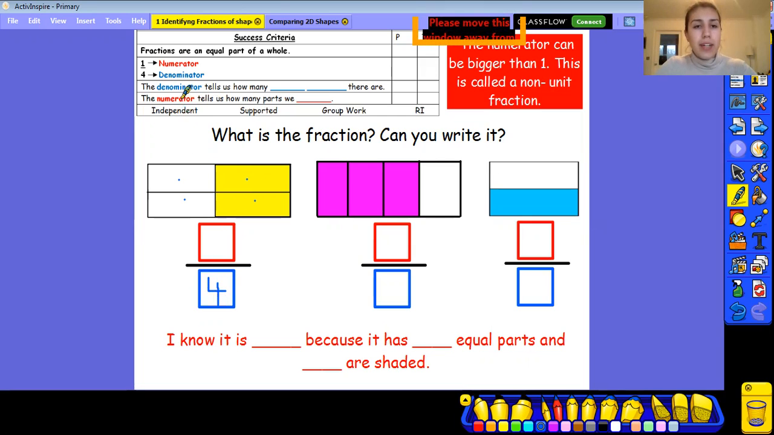Now my numerator tells me how many parts we have. So how many of those parts have been shaded in? Well, I can see 1, 2 of them are shaded in yellow. So I would say that I've got 2 quarters, and I know it is 2 quarters because it has 4 equal parts and 2 are shaded. Fantastic. Why don't you pause the video and have a go at filling in the rest by yourself.